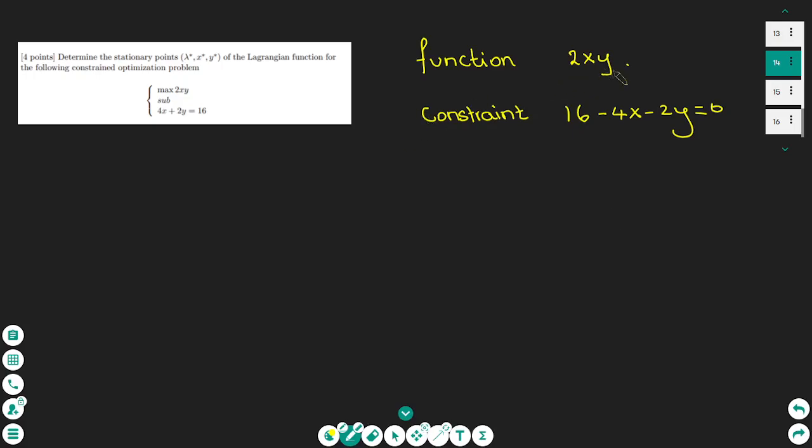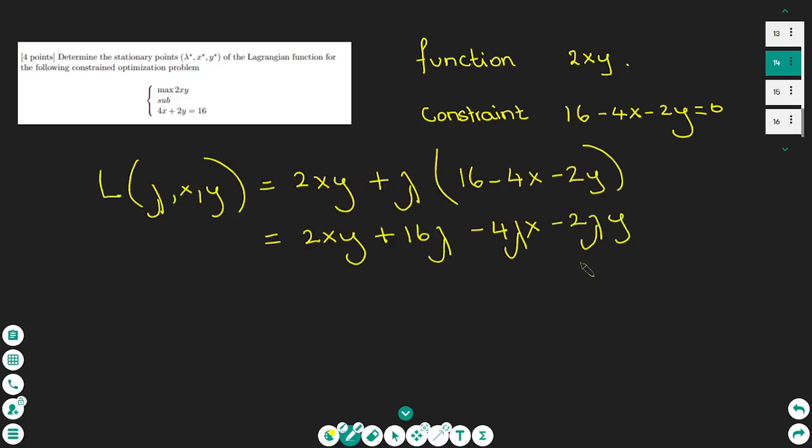The function is 2xy and the constraint, after rearranging to make it equal to 0, is 16 minus 4x minus 2y equals 0. Then I prepare the Lagrangian function in this way. And after multiplying the brackets, we get 2xy plus 16 lambda minus 4 lambda x minus 2 lambda y.